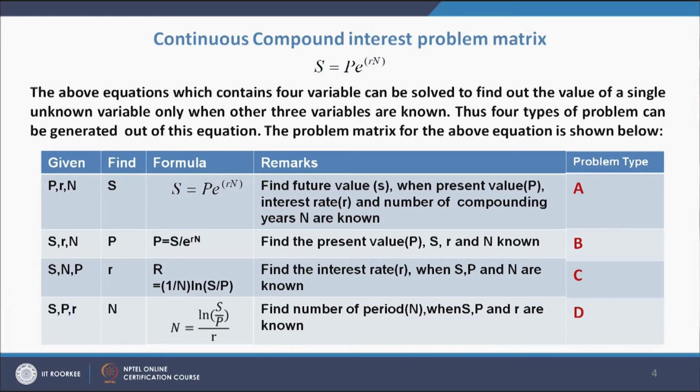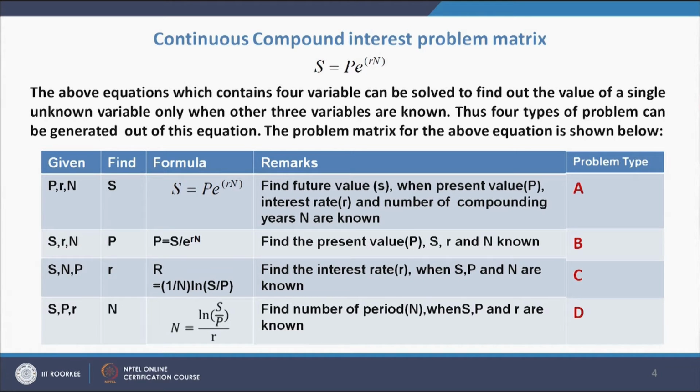In the third type of problem, S, n and P will be given and R has to be found out. For this problem, R is equal to 1/n ln(S/P). Find the interest rate R where S, P and n are known. Such a type of problem is called problem type C.